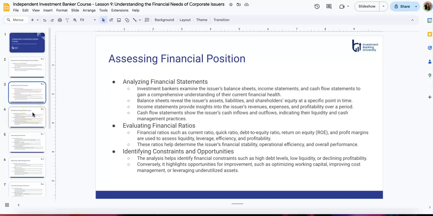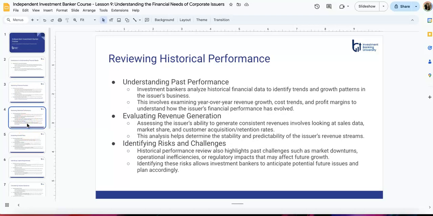So in terms of assessing a financial position, we need to analyze financial statements. Investment bankers examine the issuer's balance sheet, income statement, and cash flow to gain a comprehensive understanding of the current financial health. The balance sheet reveals the issuer's assets, liabilities, etc. We'll go into more accounting type stuff a little bit later in the course. But suffice it to say, we need to understand where they're at now from a financial perspective, examine financial ratios, and then ultimately identify constraints, such as high debt levels, low liquidity, and declining profitability. Conversely, it highlights opportunities for improvement, such as optimizing working capital, improving cost management, and leveraging underutilized assets.